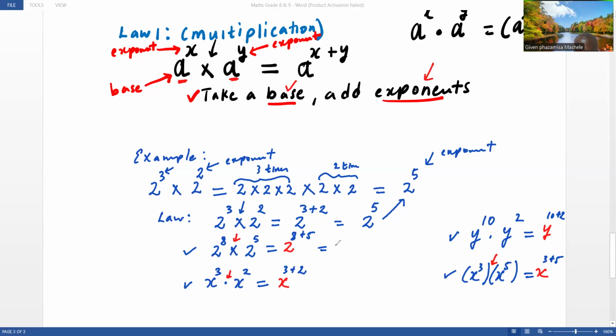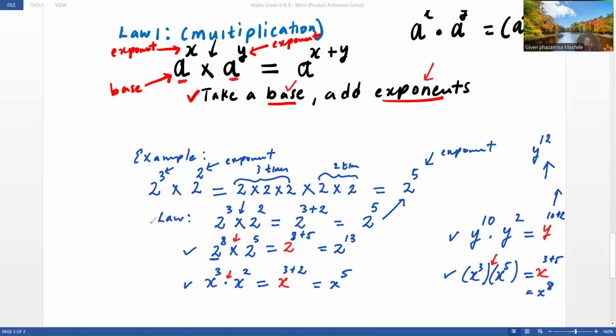So the final answer here will be 2 to the exponent of 13, which is the same as repeating 2 eight times and 2 five times; all in all, there will be 13. This one will be x to the exponent of 5. This one will be y to the exponent of 12. And this one will be x to the exponent of 8.